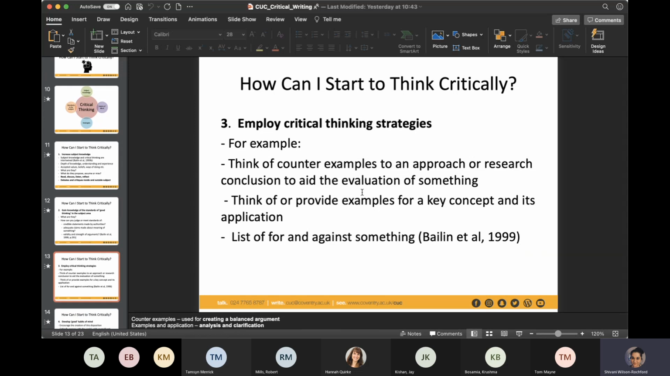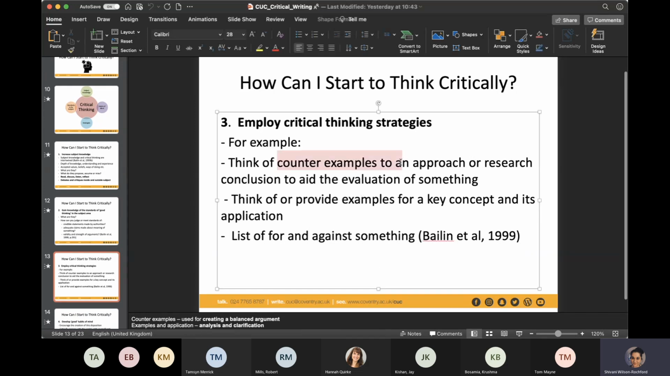Number 3, employing critical thinking strategies. So this idea of counter examples to an approach or conclusion. List of for or against something. So in the chat, I know good and bad was mentioned. So if you are critiquing something and you're looking at the advantages and disadvantages, again, have it in the form of a table in your planning stages. If you've got quite a few, cherry pick the ones that are going to be most relevant to you and then apply them into your writing, because then you're able to not only pick a focal point, but also discuss that focal point in your writing. And I'll get onto that when I discuss the example with you.